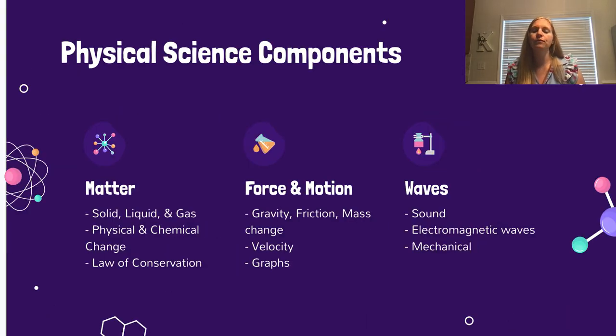So, first one is physical science components. Your 3 main ones are matter, force and motion, and waves. So, matter: solids, liquids, and gases, physical and chemical changes, and law of conservation. All of these build on each other. In kindergarten, you will look at solids, liquids, and gases, and again in 5th grade and throughout, but they're building on each other. It's not the same exact thing of classifying them.